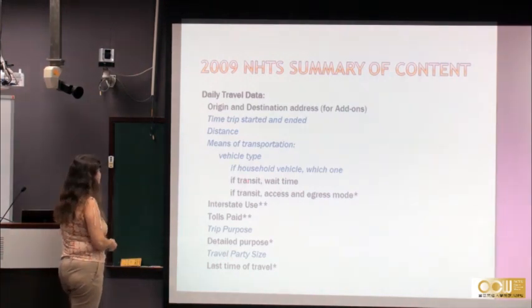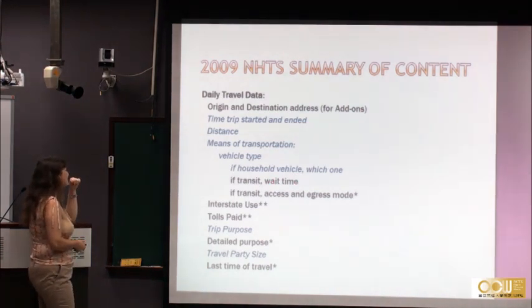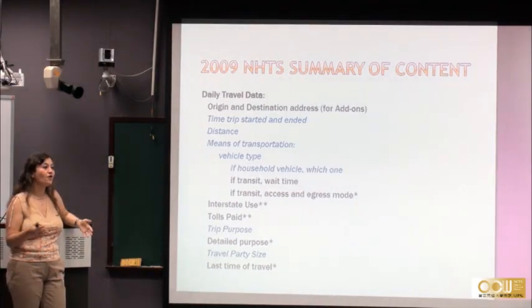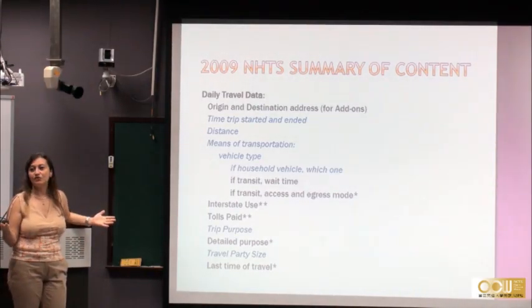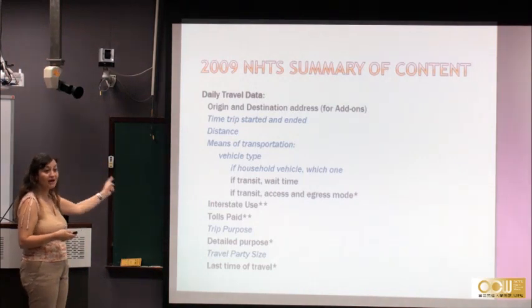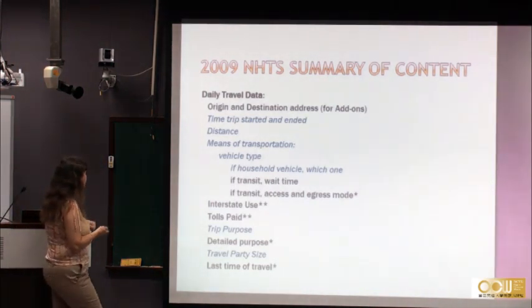And if you choose transit, you have a wait time. Oh, this is good, I didn't know that. Because usually you don't know anything about waiting time, access time, and egress time. This is good to know that they have added this, because usually you derive this from other models. For example, from an assignment model for public transportation. So you derive this later on, while this is clearly stated. How much time I'm waiting, and access and egress mode to transit.